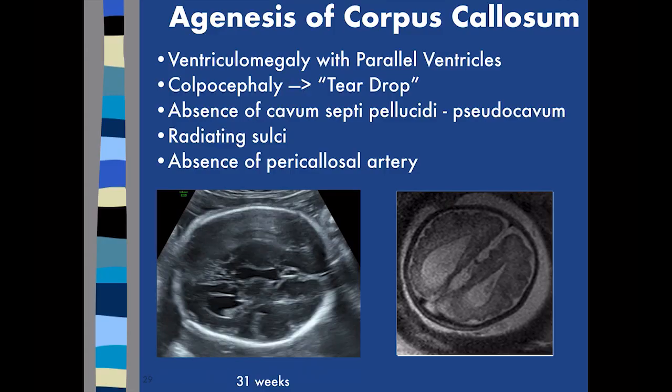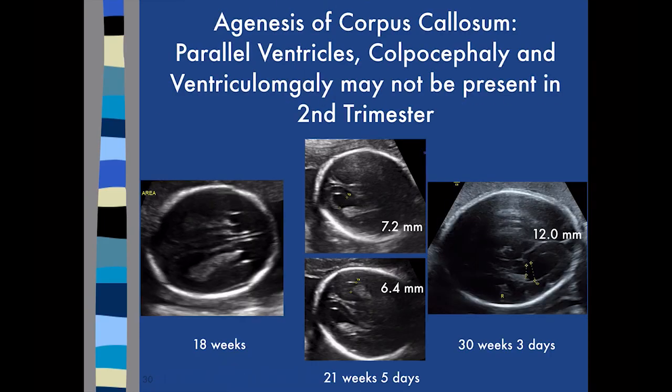I'd also just like to mention agenesis of the corpus callosum because they can have dilated ventricles that are sort of in appearance of a teardrop, this colpocephaly with the dilation of the atrium, and you can see that also on this MR right here, that's teardrop. They give absence of the cavum in the midline, but they may have a pseudocavum that can kind of simulate it, and it's often related to fluid in between the hemispheres. They can have radiating sulci on the sagittal view and absence of the pericallosal artery.